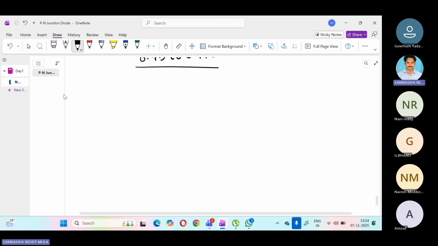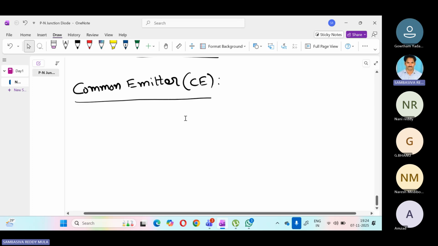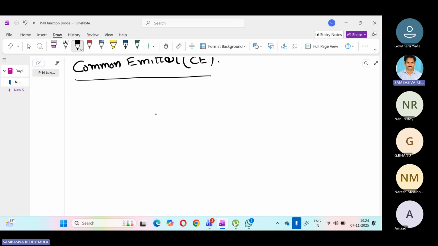And coming to the common emitter configuration, CE configuration. In the common emitter configuration, the emitter is connected to ground. So we'll draw the transistor like this. Here also we are considering an NPN transistor. Base region.